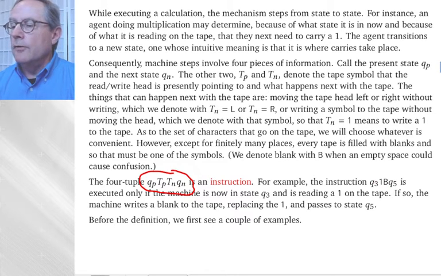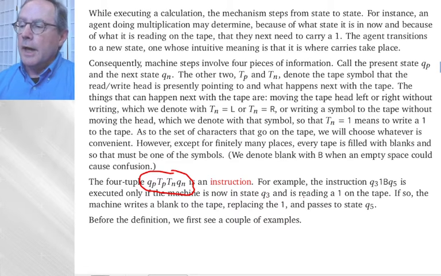Q3, 1, B, Q5 is executed only if the machine is now in state Q3 and is reading a 1, that's the Q3, 1. The B, Q5 means that if that happens, then the machine will write a blank to the tape. I use B for blank. Sometimes I leave this tape symbol empty, but sometimes I use a capital B when I think it might cause some confusion to leave it empty. So capital B means write a blank to the tape, same thing as erasing the 1, and then move to state Q5.